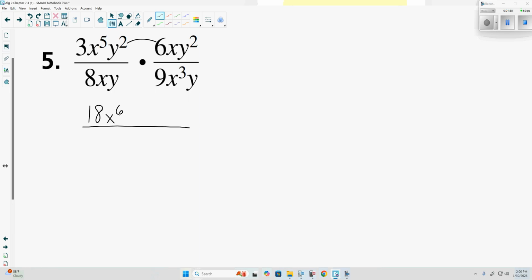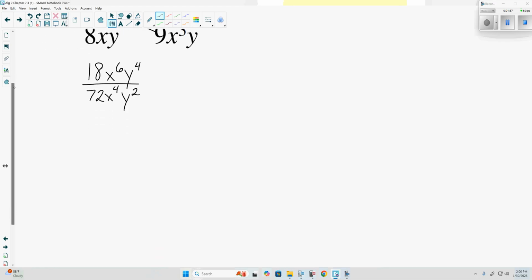Y squared times y squared would be y to the 4th. 9 times 8 on bottom would indeed be 72. X times x cubed, x to the 4th. And y times y is y squared. So the first thing we want to do is multiply our like terms together. Then we can simplify. First thing we can simplify is the 18 over 72.